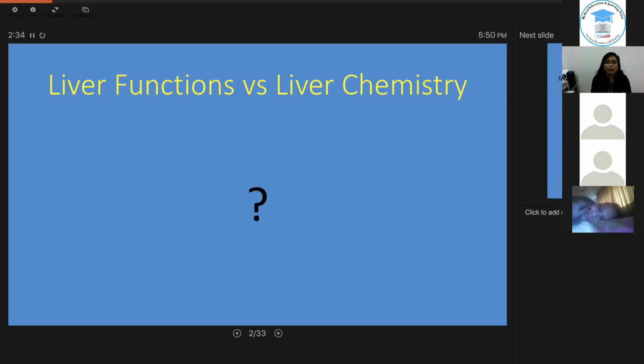Actually, they should be called liver chemistries. So these liver chemistries, in addition to the clinical picture of the patient, as well as other investigations like ultrasound, we sometimes need MRCP, CT scan, endoscopic ultrasound to reach a proper diagnosis for the patient.